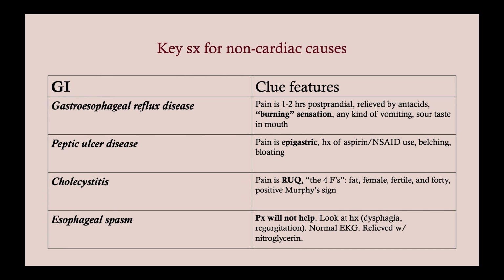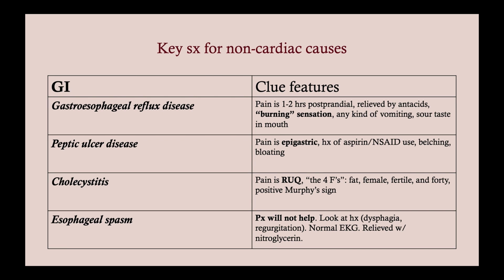Also look for a positive Murphy sign. So you apply some pressure right beneath the rib cage on the right side and have them breathe in. If they stop breathing and they wince in pain, you've got a positive Murphy sign, and that's pretty good for diagnosing cholecystitis. Remember, to definitively diagnose cholecystitis, you're going to need to, at the very least, get an ultrasound.